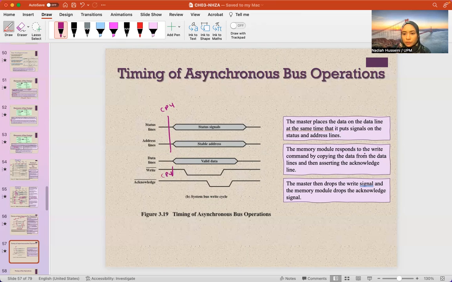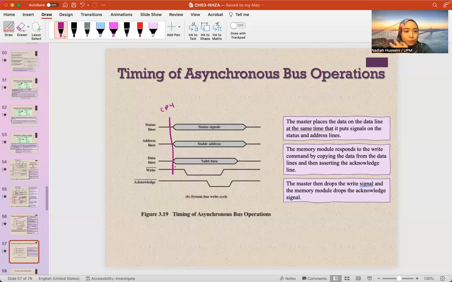The memory module responds to the write command by copying the data from the data lines and asserting the acknowledge line. So all the way, the CPU wants to write to the memory module. Sorry, I forgot what this was. Okay, let me repeat that.